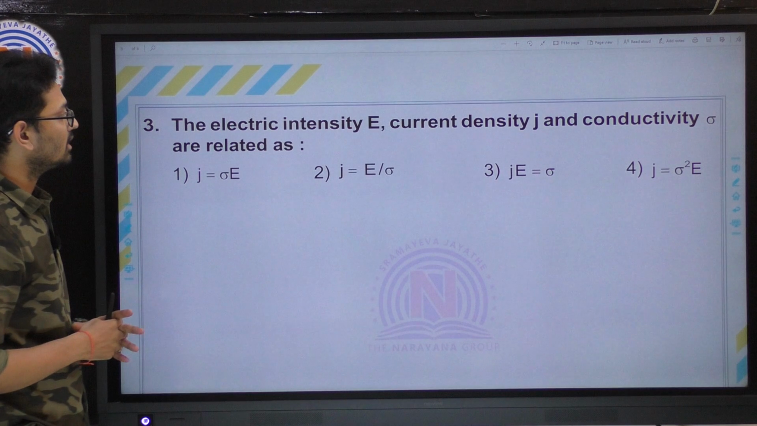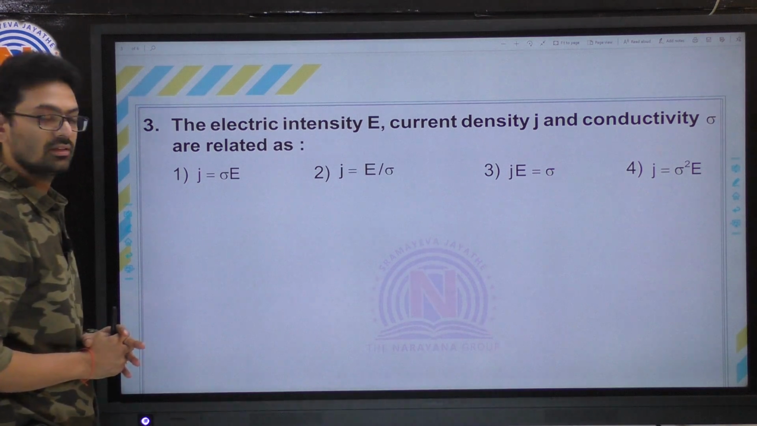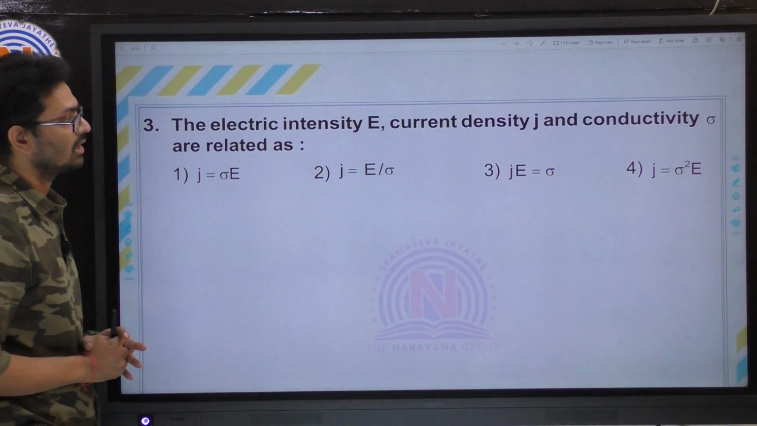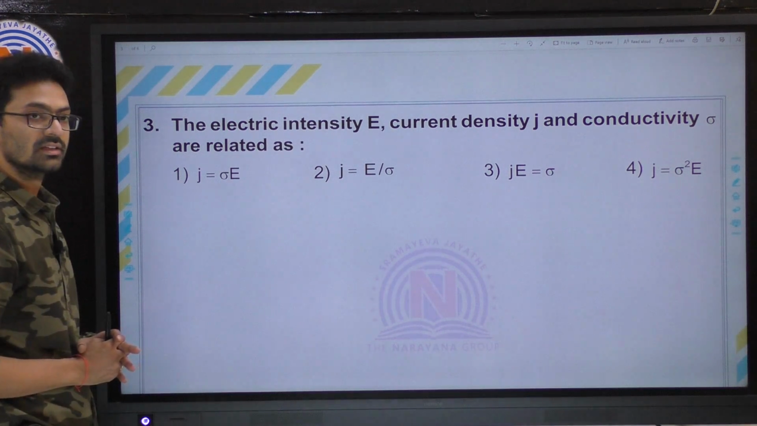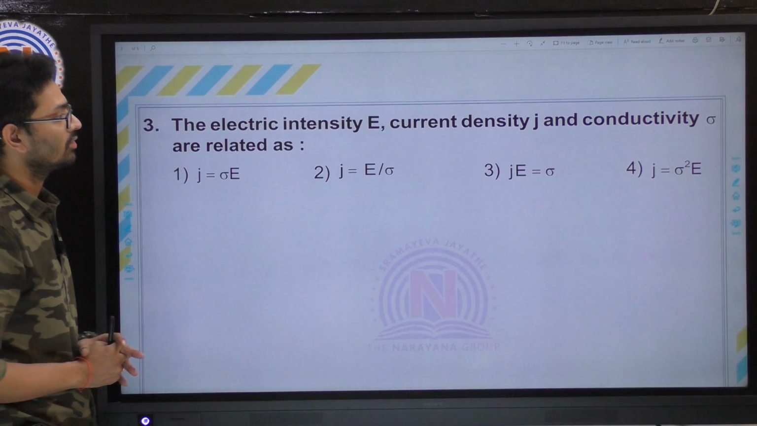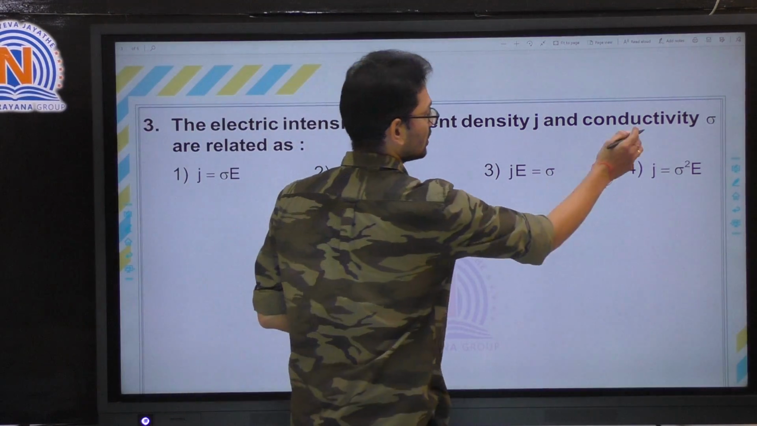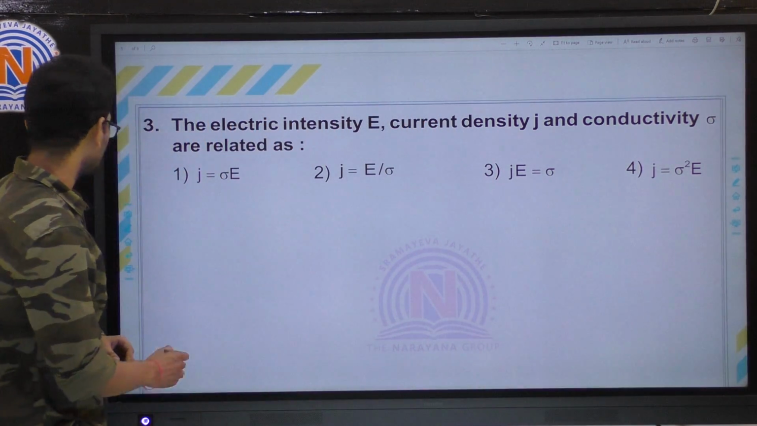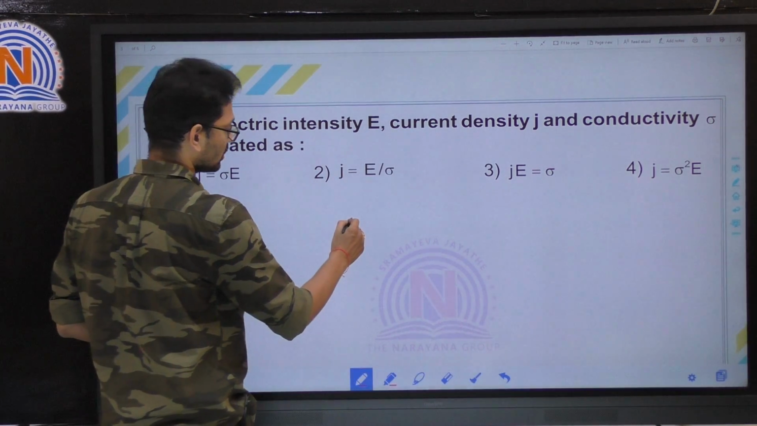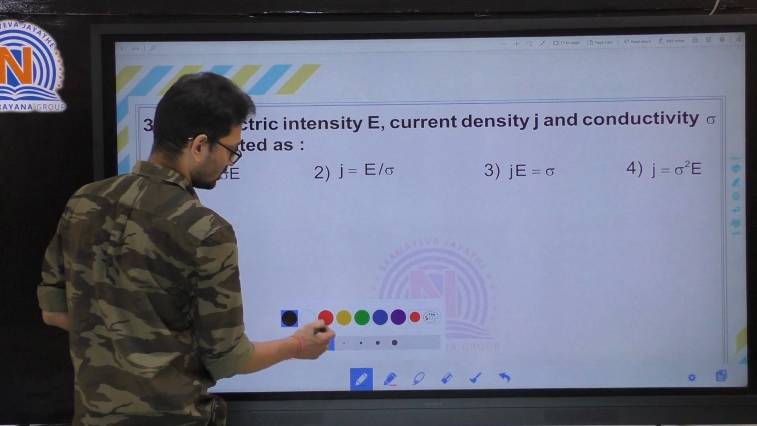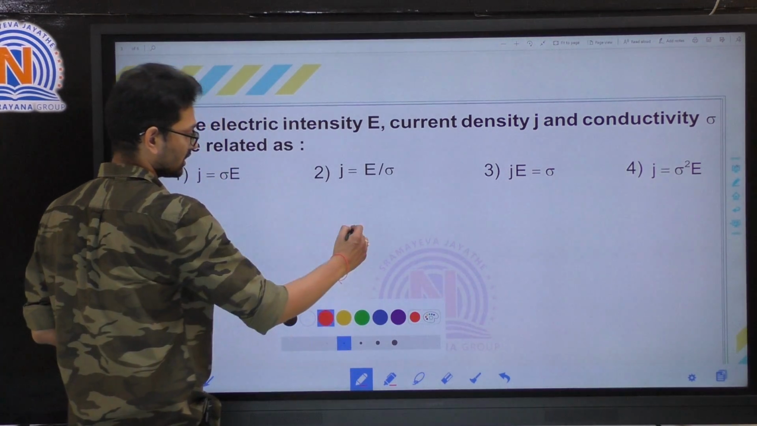The electric intensity E, current density J, and conductivity sigma are related as, okay? We'll call it rho. Now what we are going to talk about is the relation between these. If we want to talk about the relation, definitely we will try to explain it.